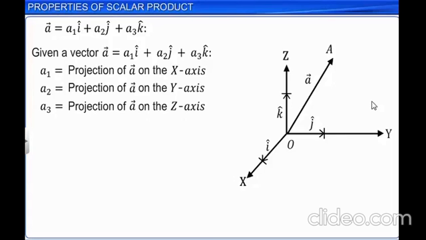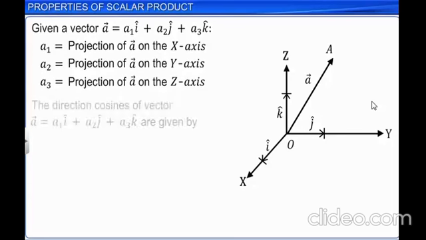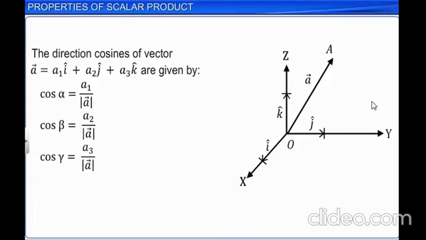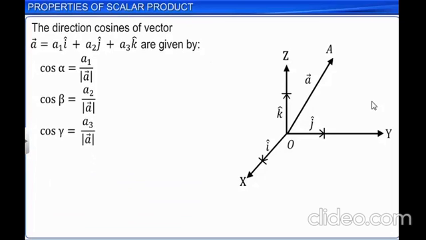You can also determine the direction cosines of a vector from its component form, as shown here. Direction cosines can also be used to express a vector in its component form. A unit vector can be represented using its direction cosines, as shown here.